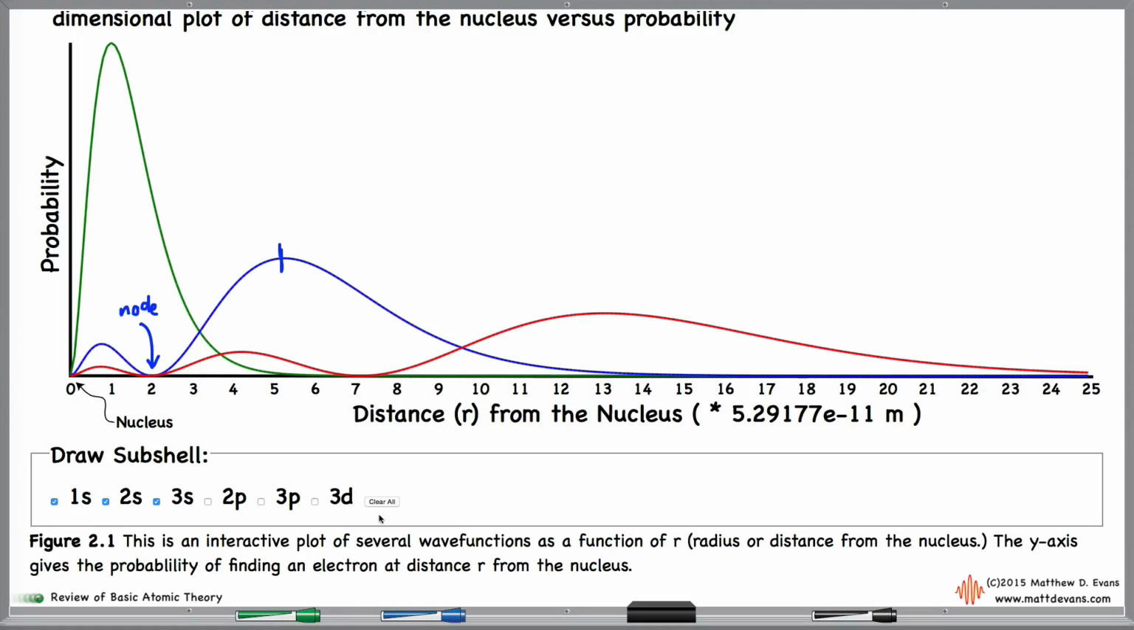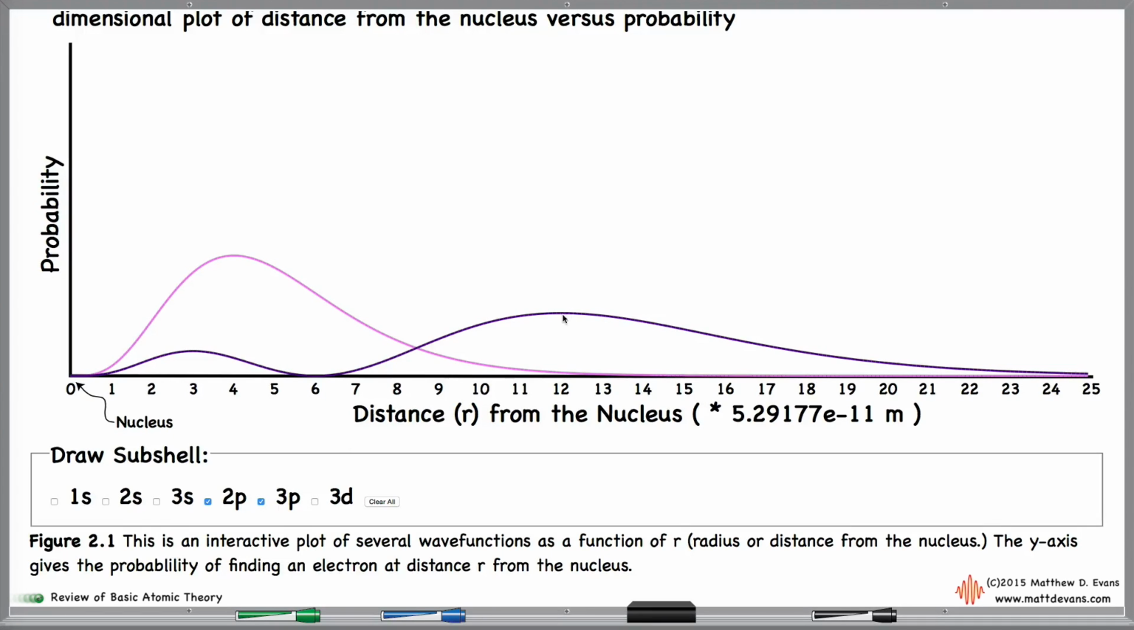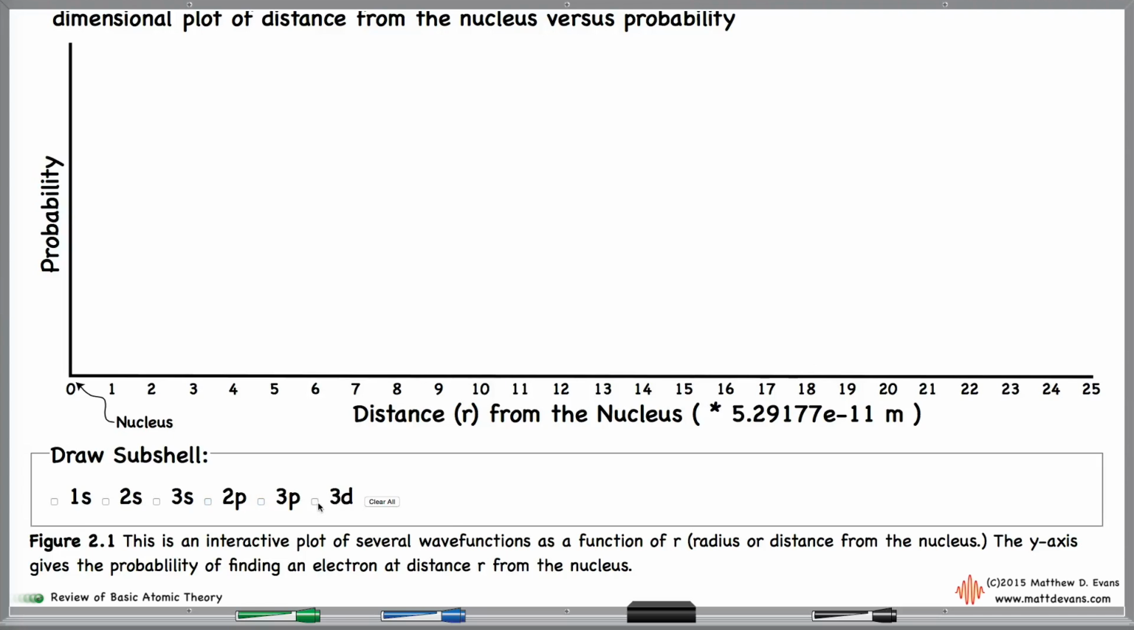All right, so I'm going to clear these to avoid confusion. Let's jump to a 2p. So the maximum probability for a 2p is about 4 Bohr radii, and of course if we jump to a 3p, it extends out a little bit more, so that's approximately 12 Bohr radii. Clear that real quick, and then a d, of course, is a distance about 8.5 Bohr radii.